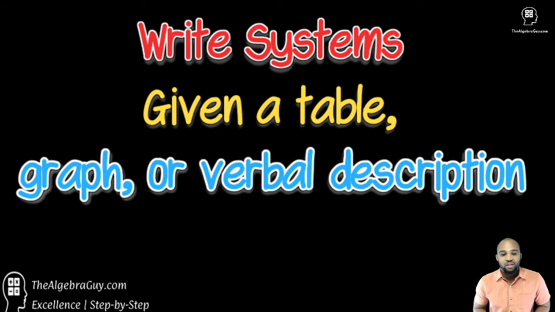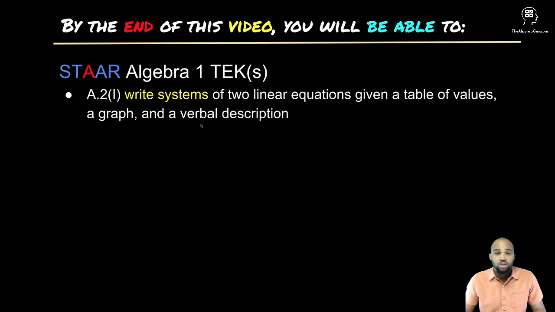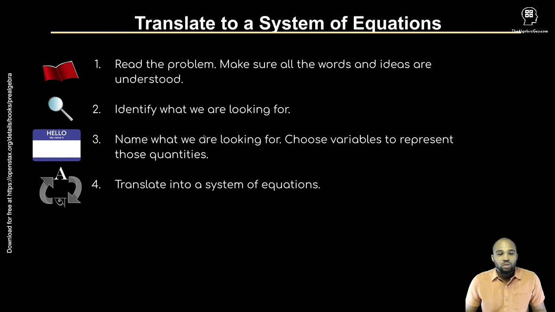In today's lesson, write systems, given a table, graph, or a verbal description. Now, for the most part on the test, you're going to be given a verbal description, so we're going to spend quite a bit of time using those as stimuli. What's the TEKS? 2I, write systems of two linear equations, given a table of values, graph, and verbal description, just as the title suggested. How do we translate from a verbal description to a system?